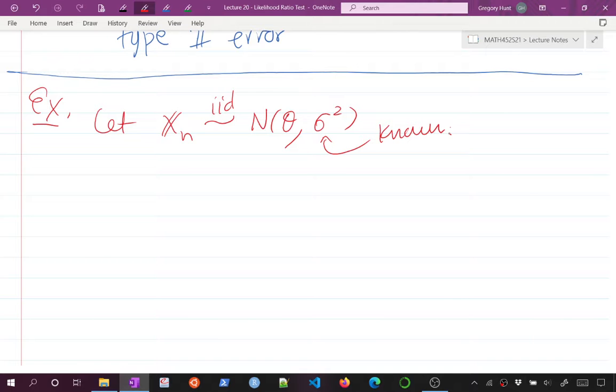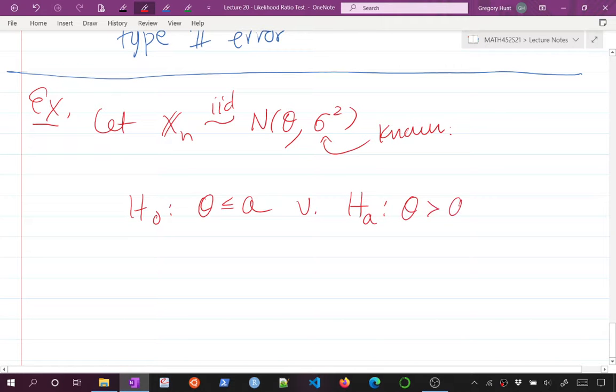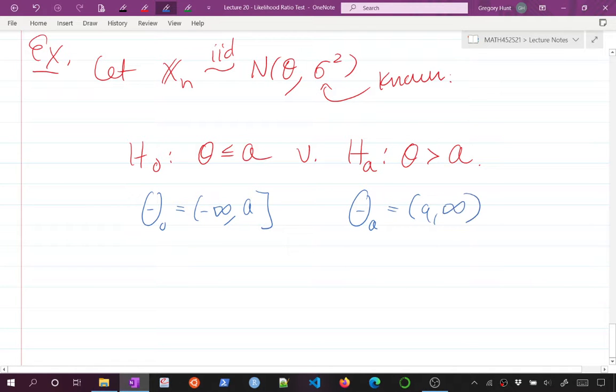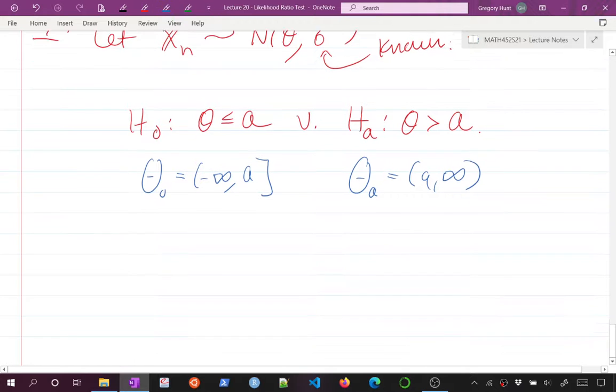We're assuming, for now, variance is known, and we want to do a hypothesis test concerning the mean. So, for example, and this is something you would do in intro stats, we could test theta is less than or equal to some constant a versus an alternative, which is that theta is bigger than a. So my null set is negative infinity to a, including a, and the alternative is a to infinity. That's how we would write that notation.